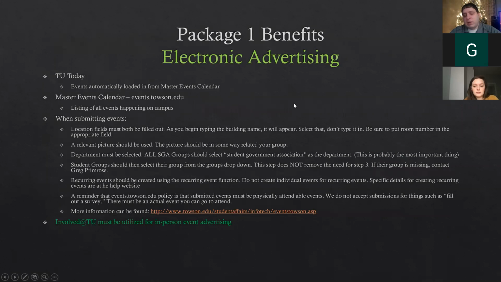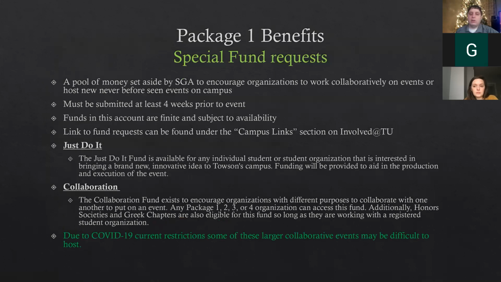All right, and then probably more relevant right now is electronic advertising. So you do get access to these various options as a group. You can put events on the master event calendar, events.towson.edu. In TU Today, you can make announcements. Involved at TU is even more important this year, though, because you have to use it and students have to RSVP for your events. So, while I encourage you to utilize all the other resources listed on this slide, you need to be focusing on putting your events on Involved at TU because it is a requirement for actually hosting events right now. All right, then last package 1 benefit is special fund requests.